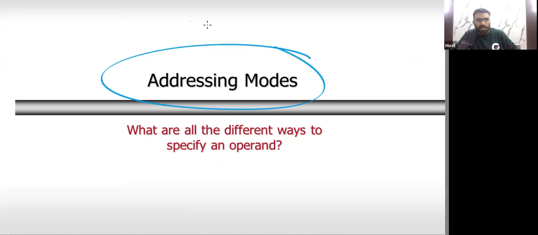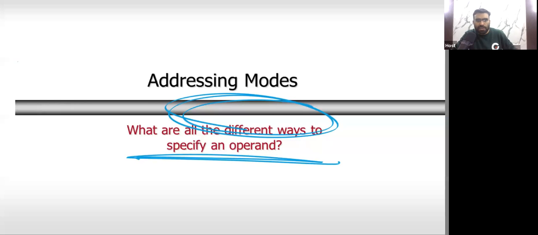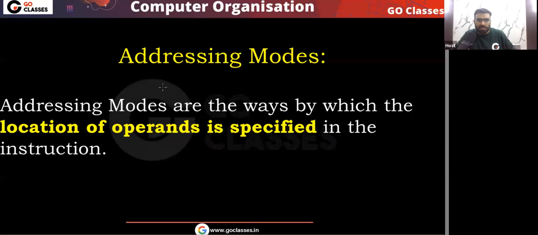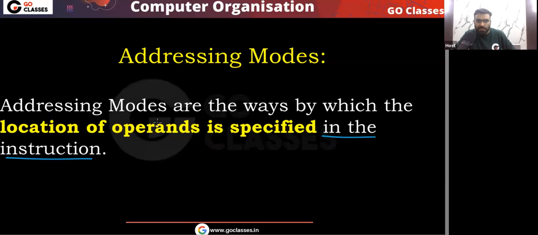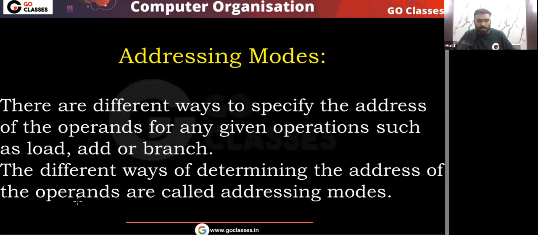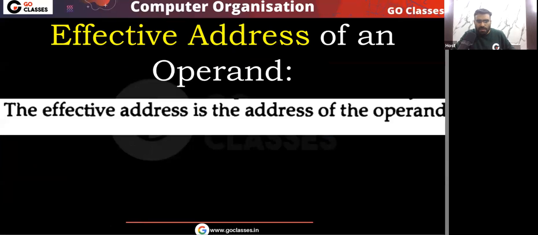And what are addressing modes? These are different ways to specify the location of the operand. The location of the operand is specified in the instruction. There are many different ways, more than 10 addressing modes. Addressing modes are the ways by which location of operand is specified in the instruction. We have already seen some, for example immediate addressing mode and implied addressing mode.